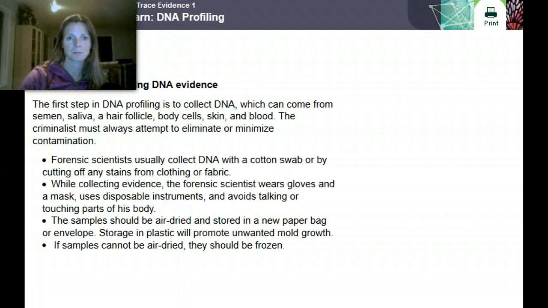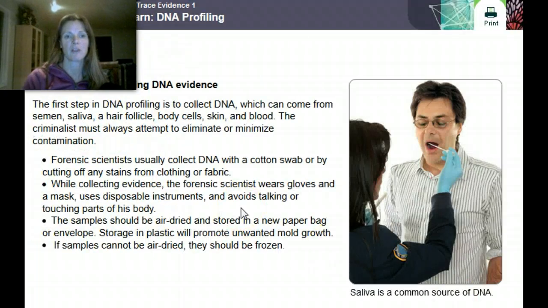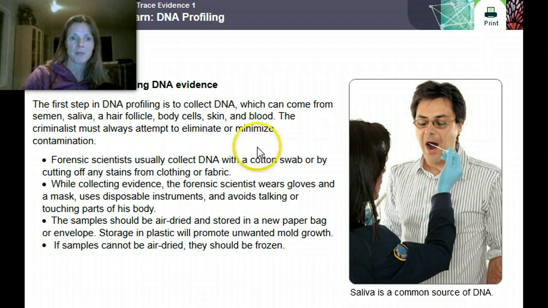So DNA profiling was a big thing, and I believe it was in the 1980s that this really came about. Basically, you can collect DNA from different places: semen, saliva, hair follicles, body cells, skin, and blood. Those are the different places where you can gather evidence from maybe a suspect or victim and so forth. I'll read through these bullet points because these are pretty important.